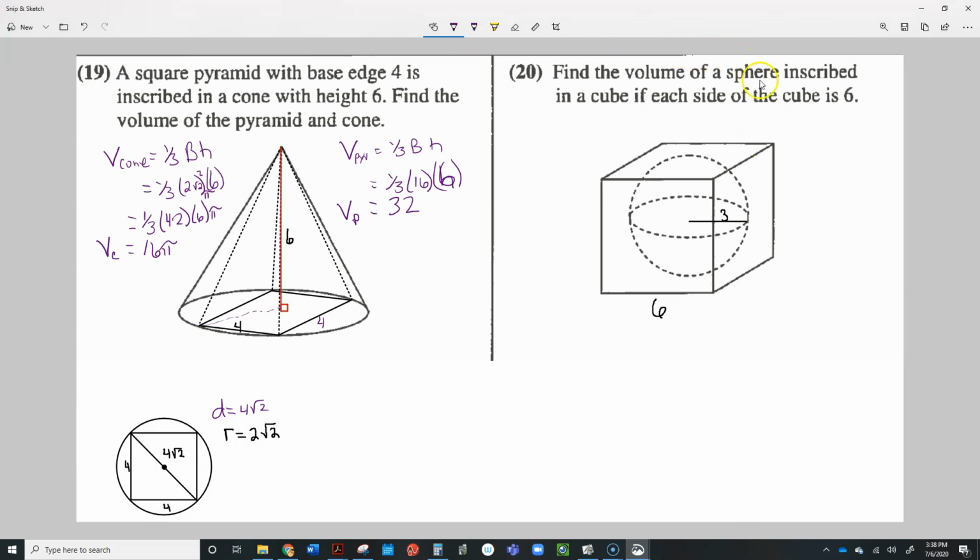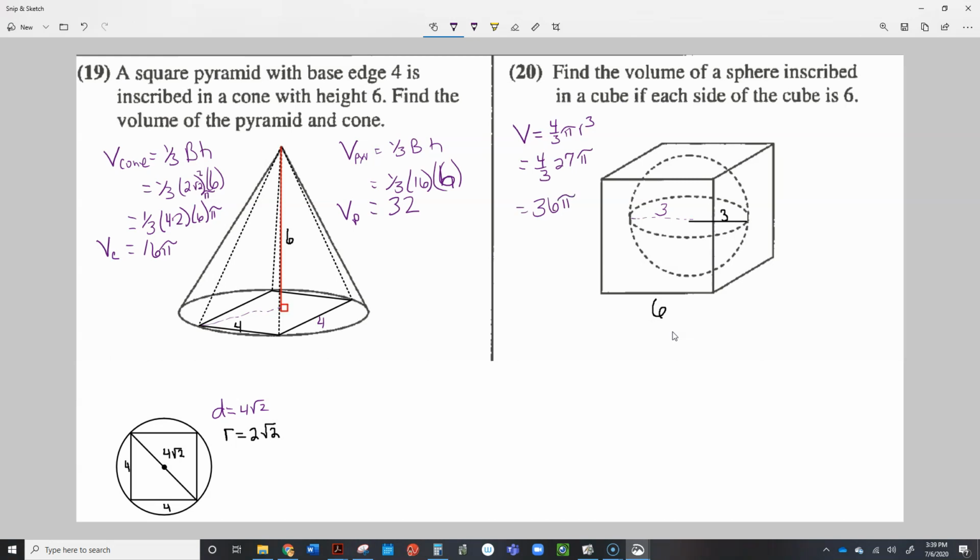And now we're going to go find the volume of a sphere inscribed in a cube if each side of the cube is 6. So if the side of the cube is 6, then that means that the sphere all the way across is also 6, which means that the radius is 3. And the volume for a sphere, is it 4/3 pi r cubed? I believe that's what it is. And so the radius is 3, so it's 4/3 times 27 pi. So I think that's 36 pi.